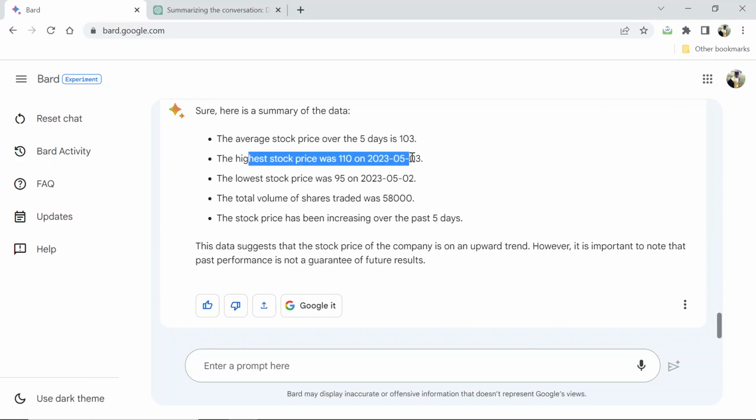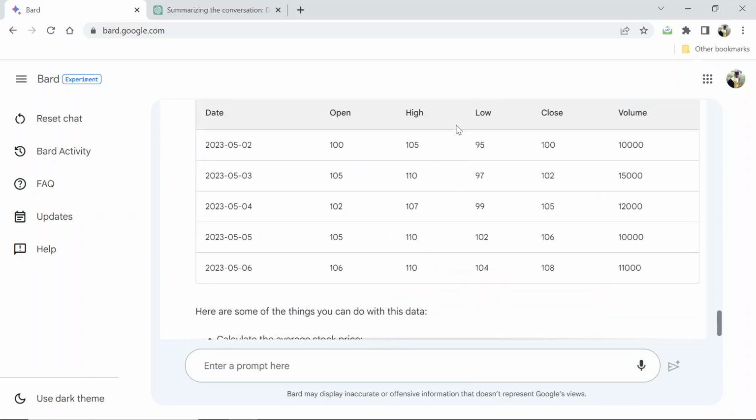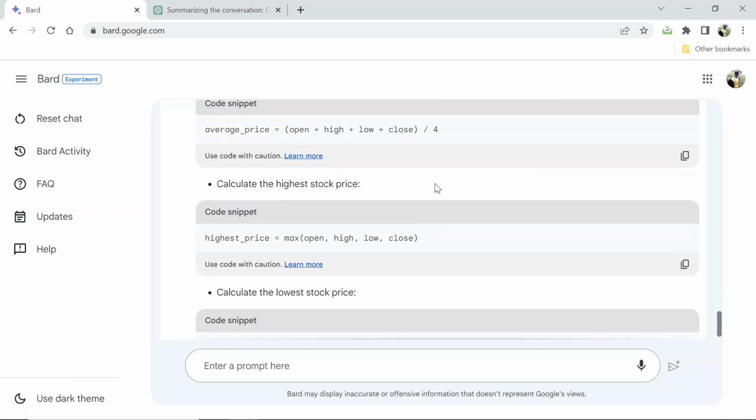It says the highest stock price was this; this is correct. Let me check. The highest price looks to be 110. I have more than one count of 110. It has taken this one. Okay, let me assume that.